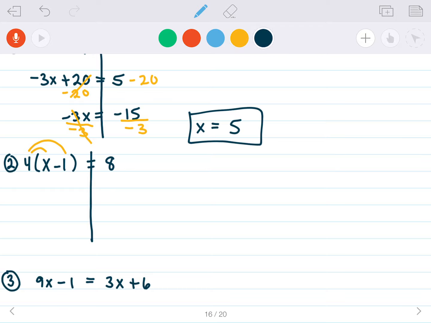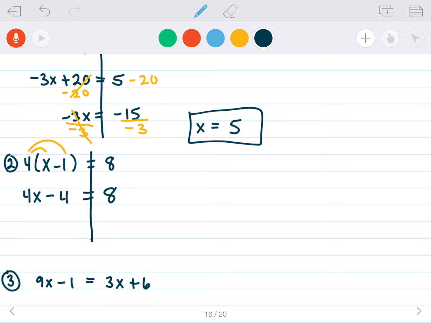On the left side, 4 times x is 4x. And then 4 times negative 1 is negative 4, okay? Now, did I add any weight to the seesaw on the left side? Did I do anything weird that I would have to do to the right side? Well, no. I simply changed the form. 4x minus 4 is the same thing as 4 times x minus 1. I did not shift the weight here, so I don't have to do anything to the right side.